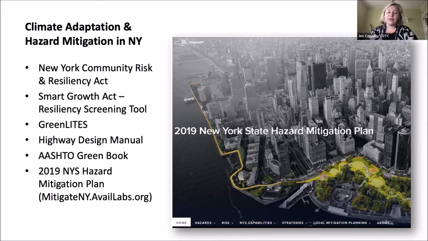So this tool, the website mitigatenewyork.availlabs.org, provides an overview of the state mitigation plan and the strategies for reducing impacts of natural hazards, but it also outlines all of the hazards and risks New York State faces. There's historical data on costs and damages and repairs from weather events. There's data on risk and injuries, fatalities, and other important data to help you develop local hazard mitigation or resiliency plans.